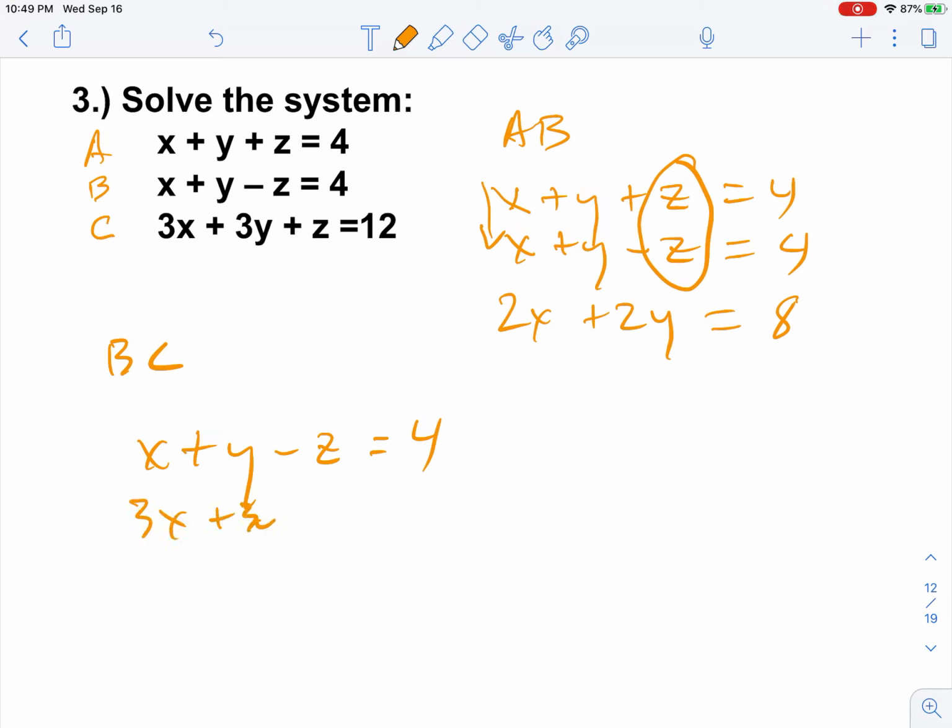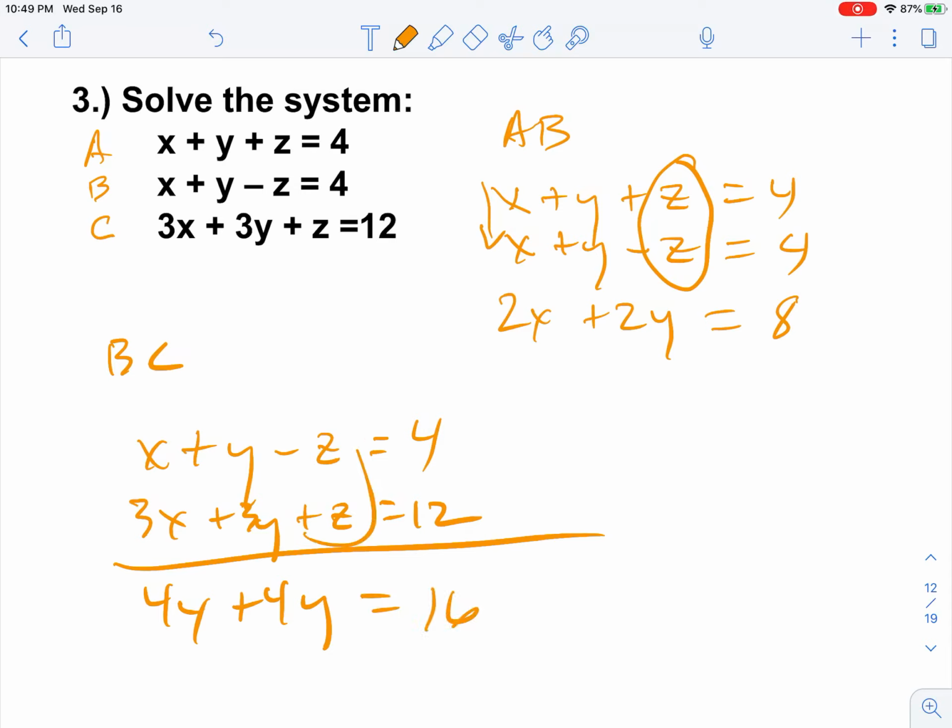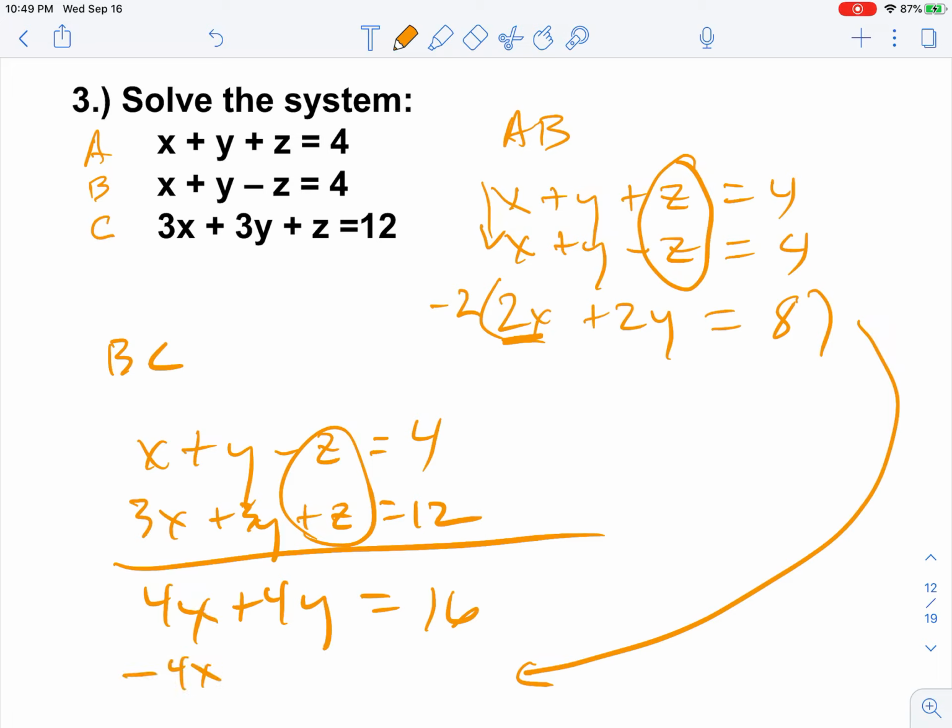So when we add these two together, B and C, the z's cancel out. So we end up with 4x plus 4y equals 16 because this is 0. So what I want to do is, I wish this thing up here was a negative 4x. So I'm going to multiply times negative 2, and I'm going to bring that equation down here and get negative 4x minus 4y equals a negative 16.